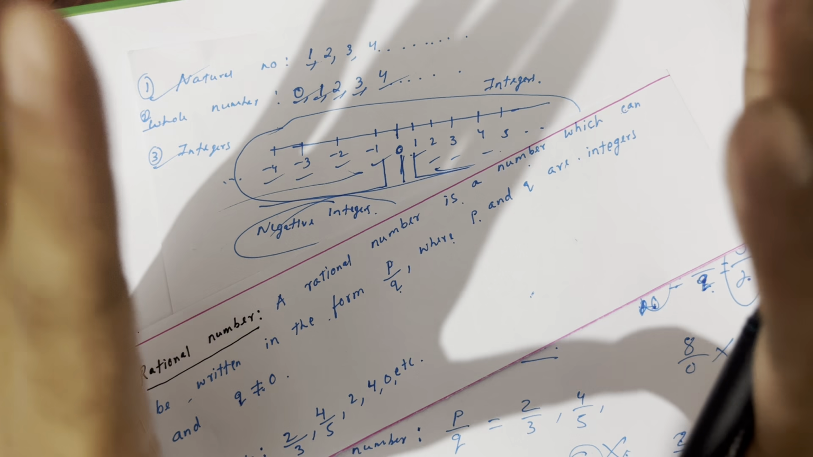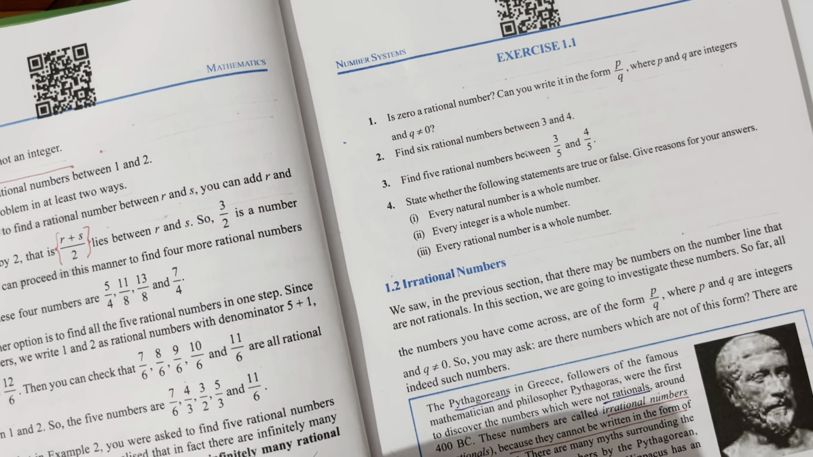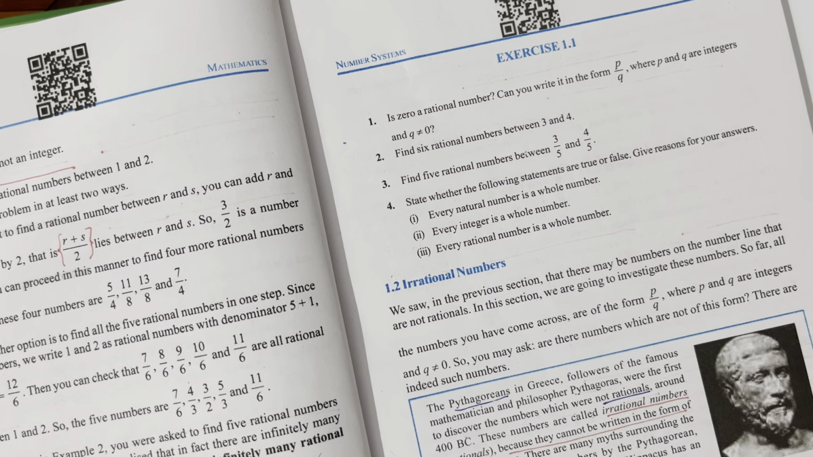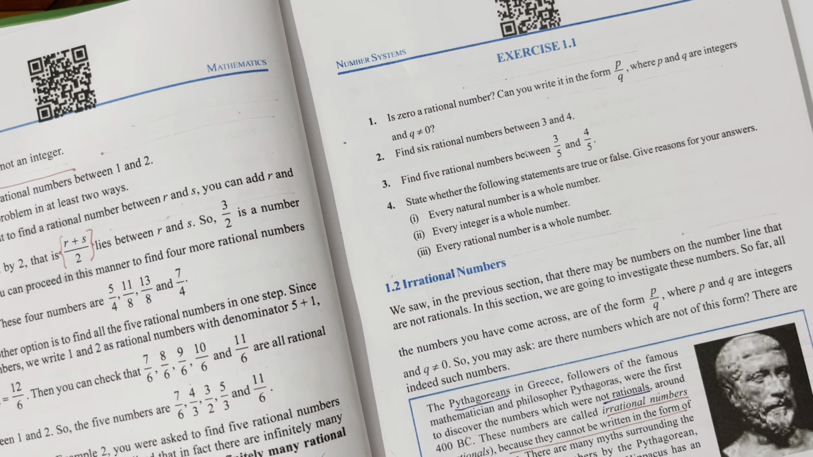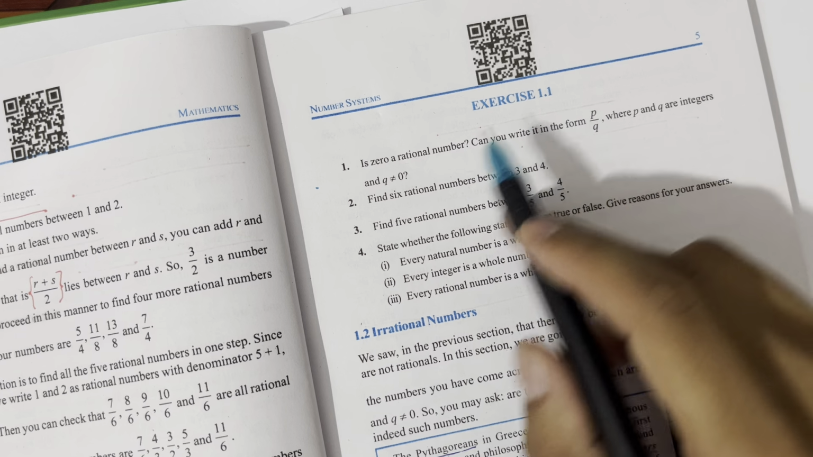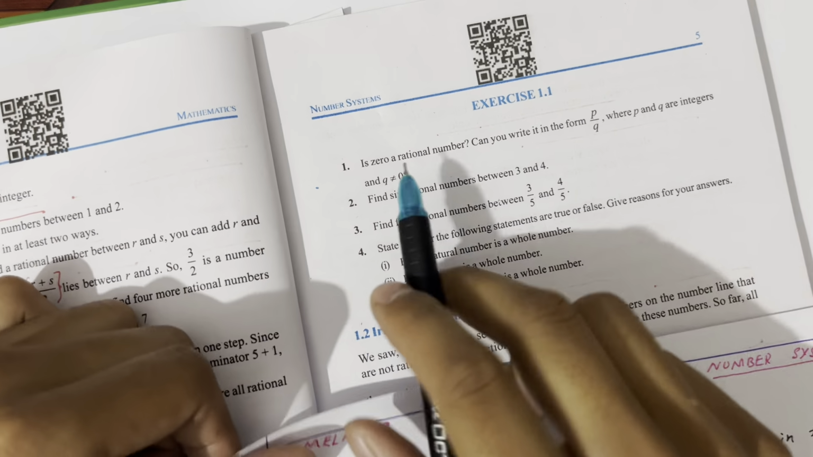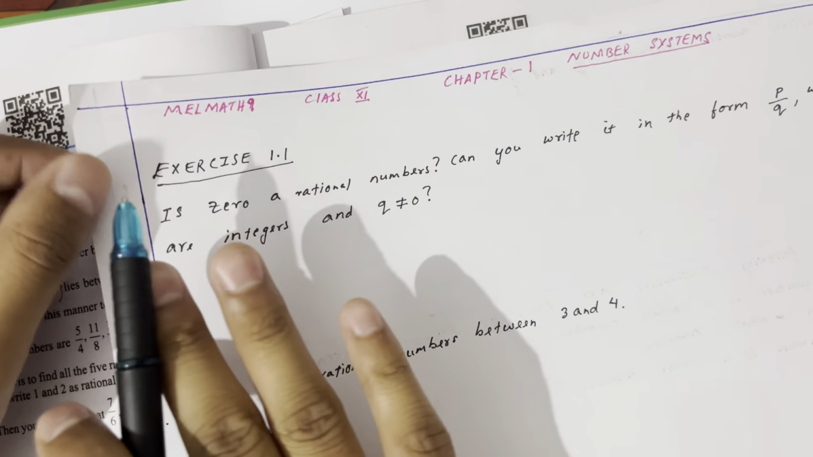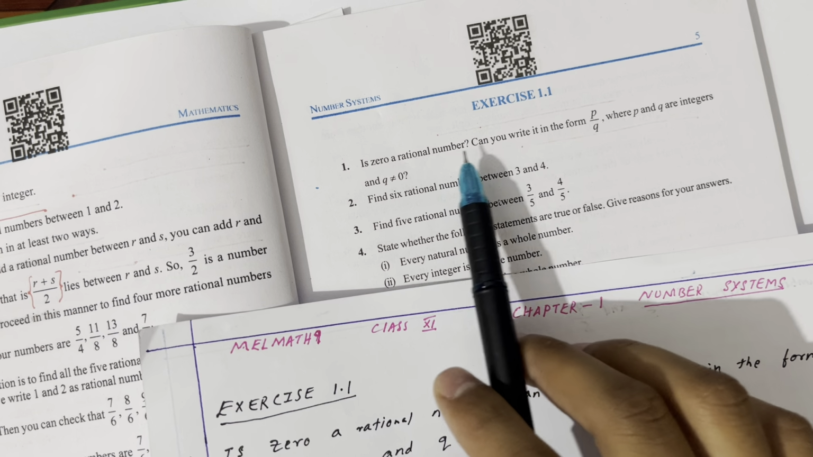Now after clearing all this definition and the basic concept of numbers, let us solve problems. After clearing all those concepts in your mind, we are going to solve problems from exercise 1.1, questions 1, 2, 3, 4. What does the question say? I already wrote it here. Question number 1: is 0 a rational number?